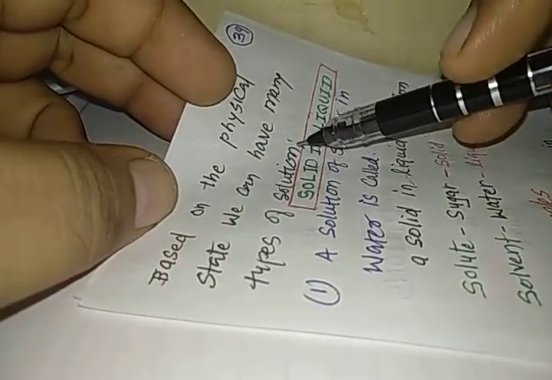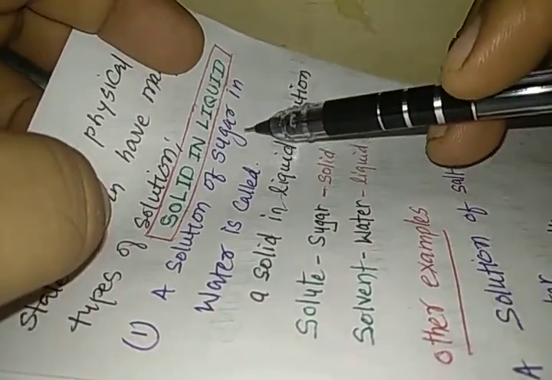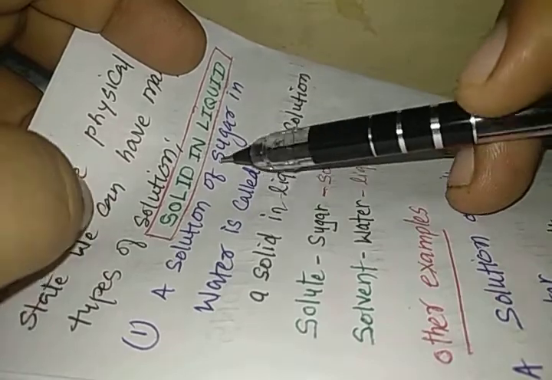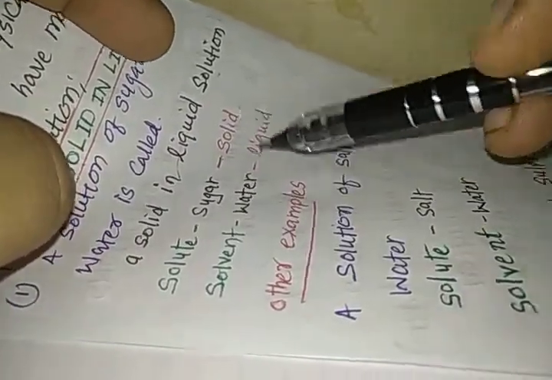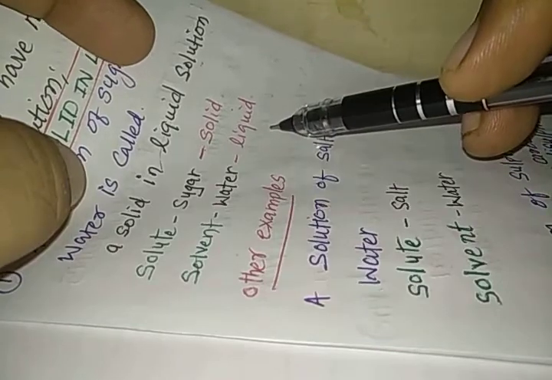Now, based on the physical state, we can have many types of solution. The first type of solution that we are going to study is solid in liquid. A solution of sugar in water is called a solid in liquid solution, because the solute sugar is in solid state and the solvent water is in the liquid state.